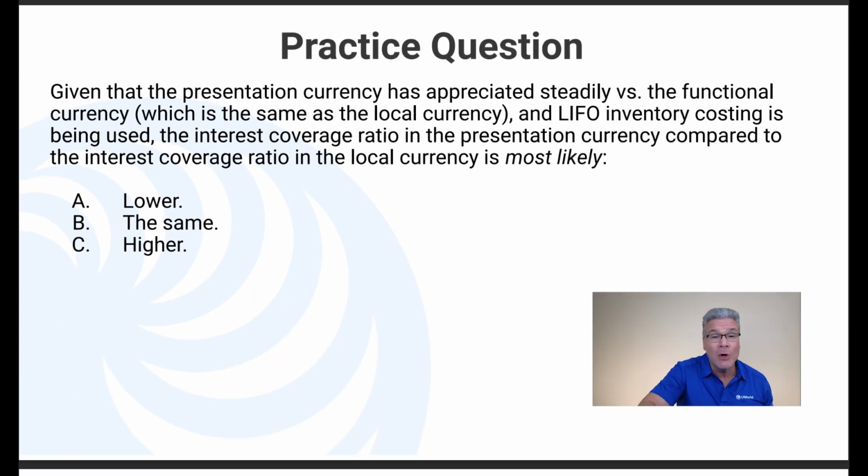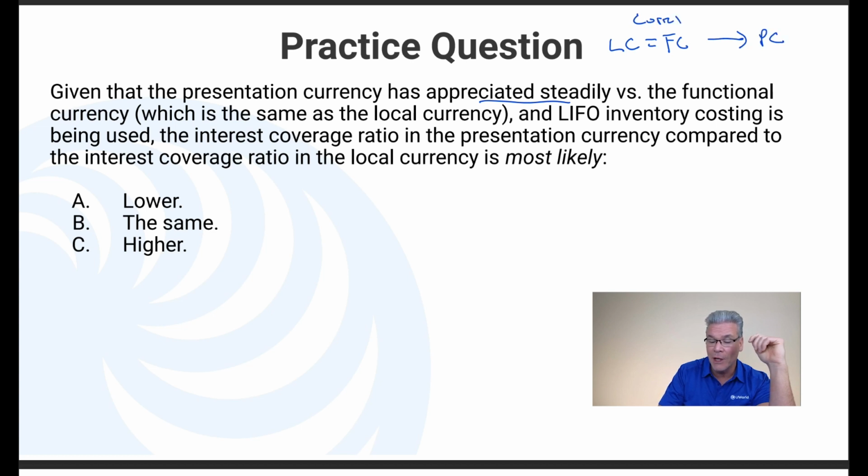Now, sometimes you don't need numbers like here. I'll show you the difference. You don't always have to create numbers. I'm not looking to have you unnecessarily waste time. Certain things can be answered quickly without using numbers, okay? Like for this one, the presentation currency is appreciated steadily again versus the functional. But now the functional is the same as the local currency. So you stop. Local currency is the functional currency. We've got to go to the presentation.